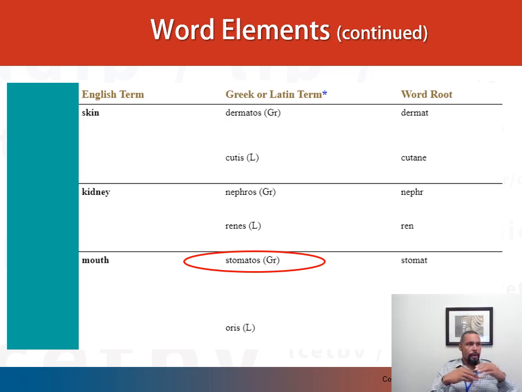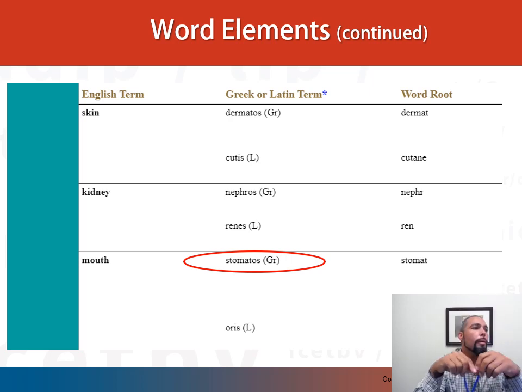So let's go for kidney, all right? The Greek or Latin term for kidney is nephros, the word root being neph. And that's where we will get nephrology and, anyway, many other diseases from there.